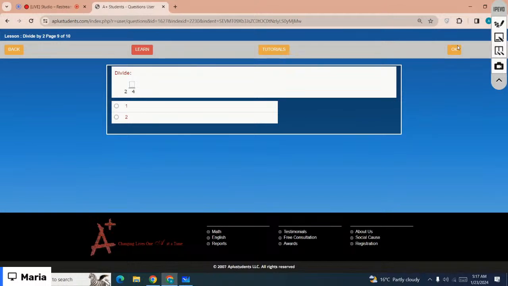4 divided by 2, which is the correct option? 2 times what number is 4? Yes, that is 2 times 2 is 4, so the correct option is 2.